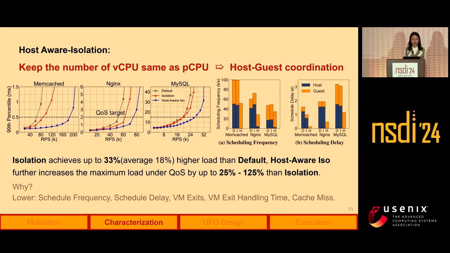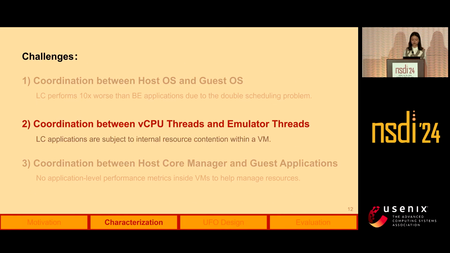This is because host-aware isolation could reduce host-side context switch and scheduling delay by up to 99%. What's more, the vmaxes and cache miss are both well optimized. In summary, for LC applications, the guest should be aware of the pCPU allocations on the host and dynamically adjust the number of vulnerable vCPUs. Now we have achieved host-guest coordination.